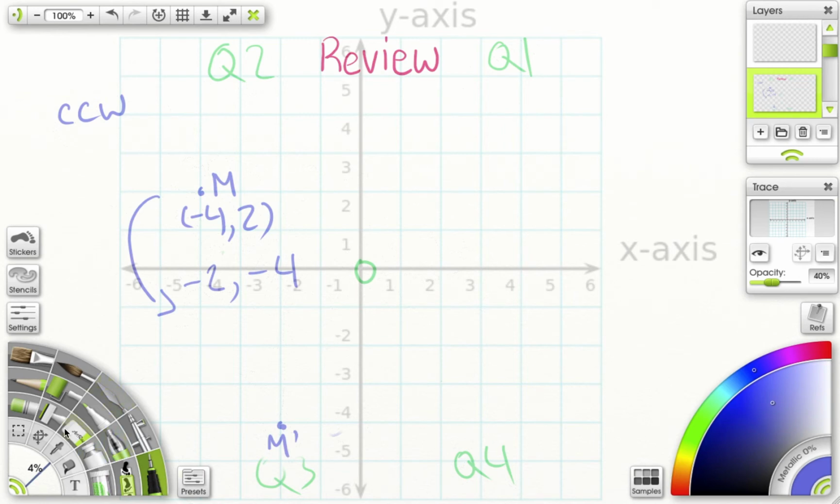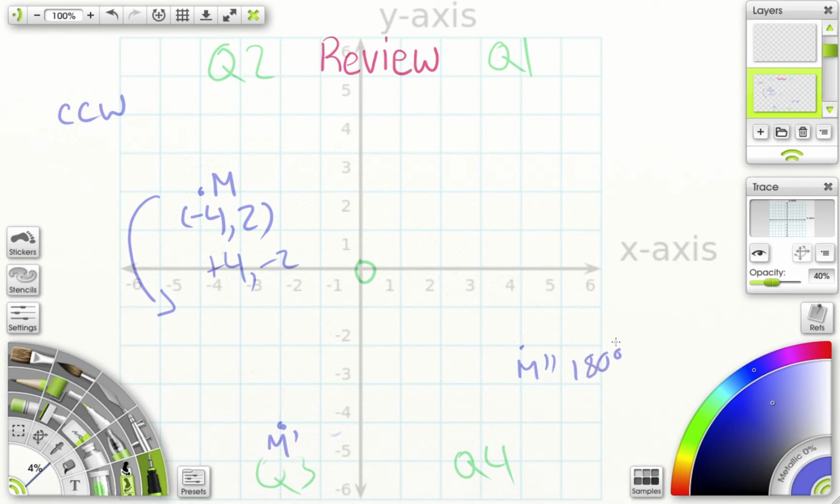Now to do my 180, same rules apply as when we were doing it before with point W. I keep them in the same spots, they just become their opposite integers. So -4 becomes +4, and +2 becomes -2. And then I just plot it, 4 down to -2. And this is point M prime prime, and that's our 180-degree rotation.